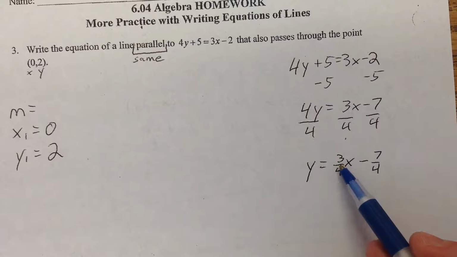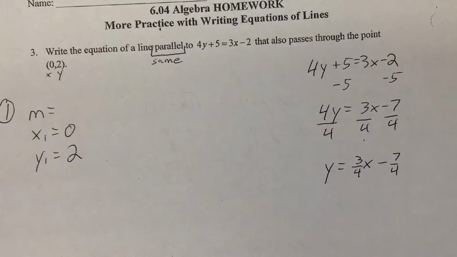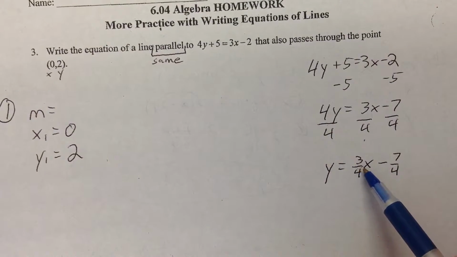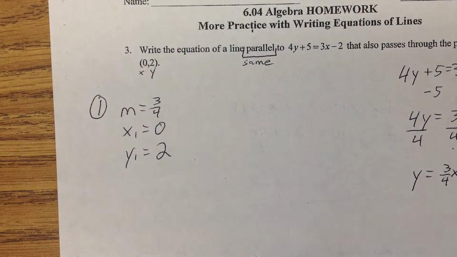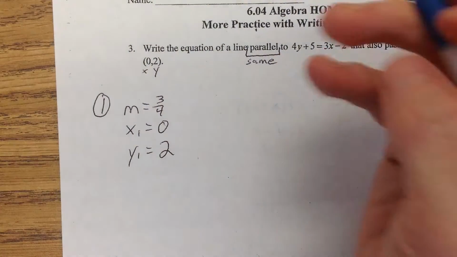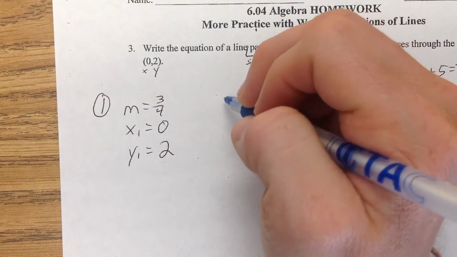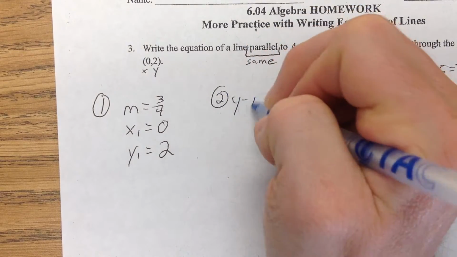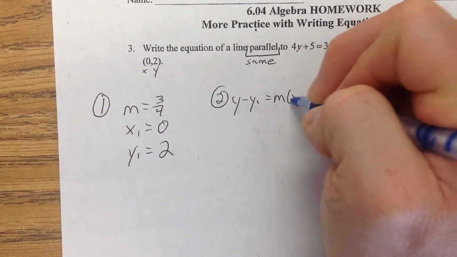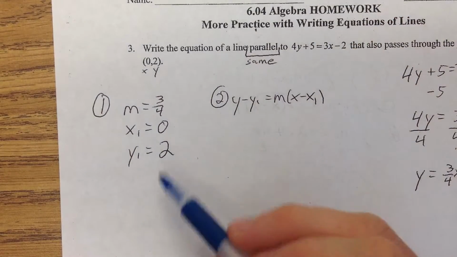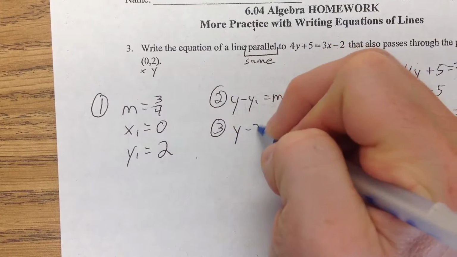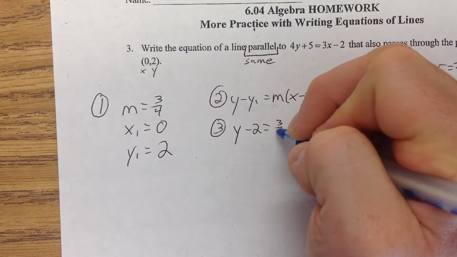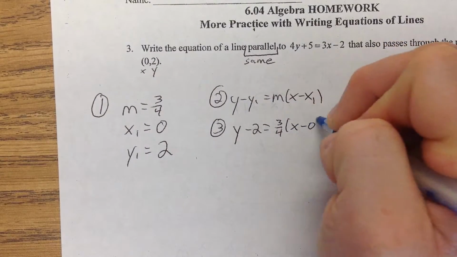I'm looking at these two numbers. I know that this one is my slope because it's next to the x. So if this line has a slope of 3/4, our new line also has to have a slope of 3/4 because the problem tells us that the two lines are parallel. All right. So let's use our formula. y minus y1 equals m times x minus x1. Let's take our information and plug it in. So that's step 3. So y minus 2 equals 3/4 x minus 0.